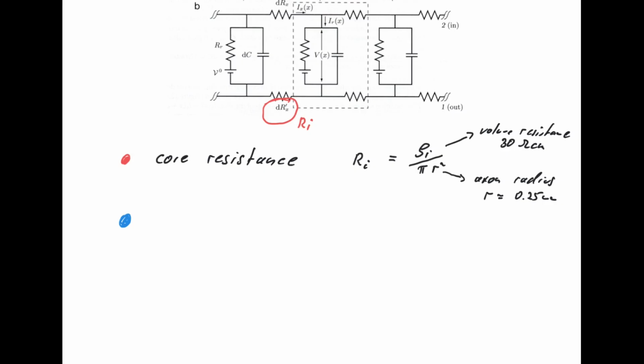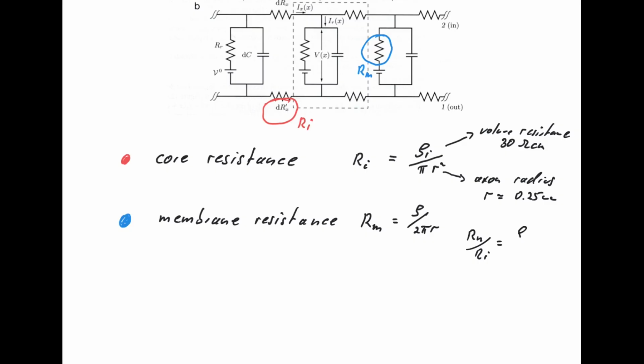Then there's the membrane resistance, Rm, characterized by rho divided by 2 pi r, or if we relate the membrane resistance to the internal resistance, that is given by rho divided by 2 rho I times r. Hence, the larger the radius, the more important gets the membrane resistance. Now the third component is the capacitance C.